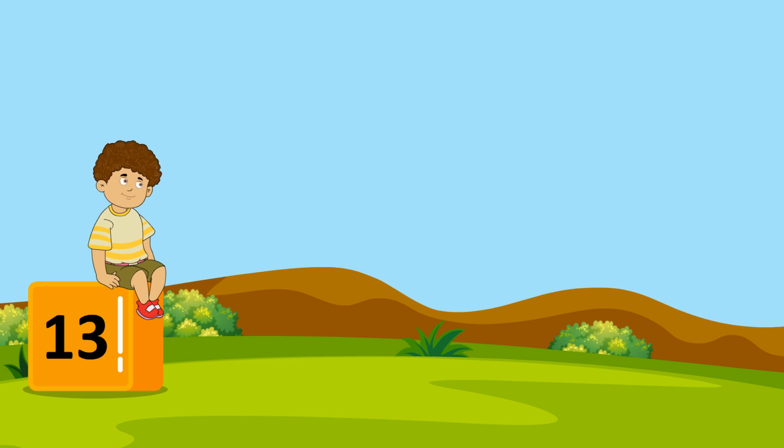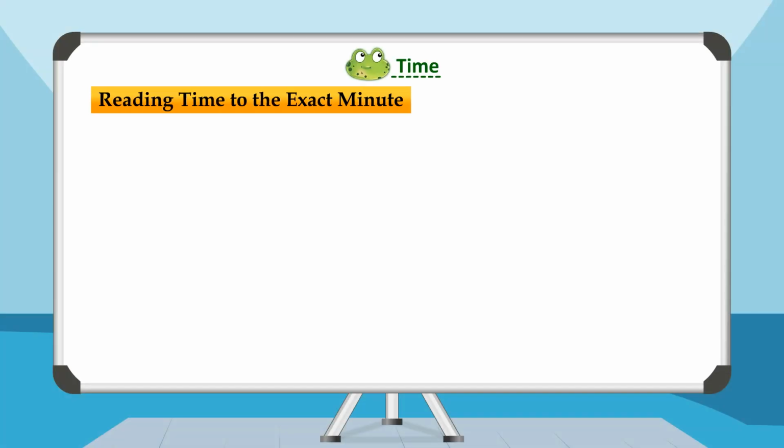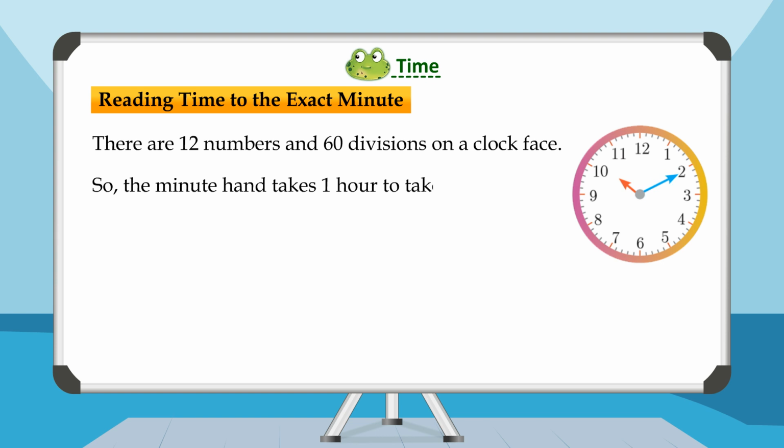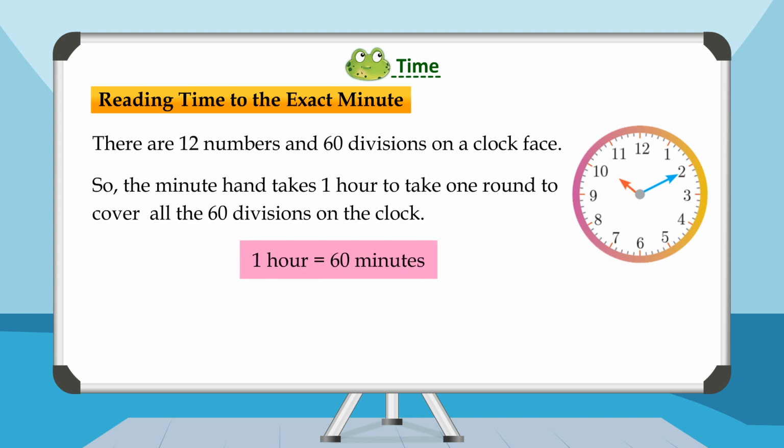Chapter 13. Time. Reading time to the exact minute. There are 12 numbers and 60 divisions on a clock face. So the minute hand takes 1 hour to take one round to cover all the 60 divisions on the clock. 1 hour is equal to 60 minutes.